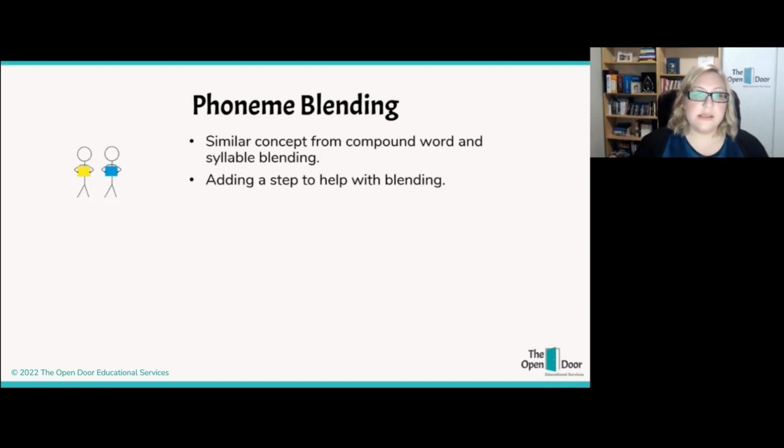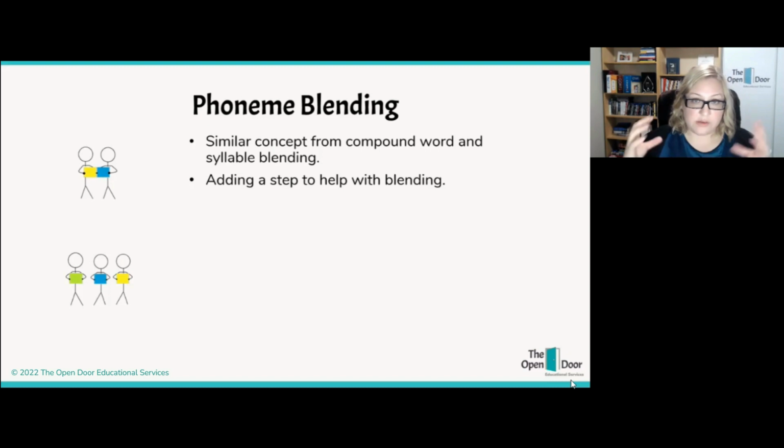together. So with that, it would look like ah. The second student says t. They each say very slowly at, and then quick like a word, at. So this can be done with 2 cards, 3 cards, to get to those slightly longer words. Again, when you're initially teaching this skill, I would limit it to the 3 phonemes.